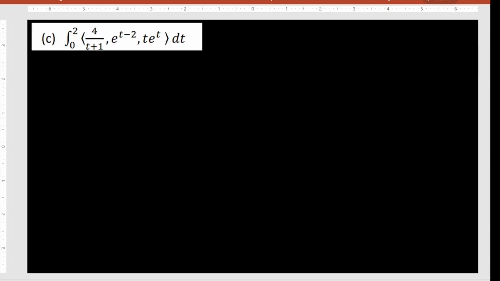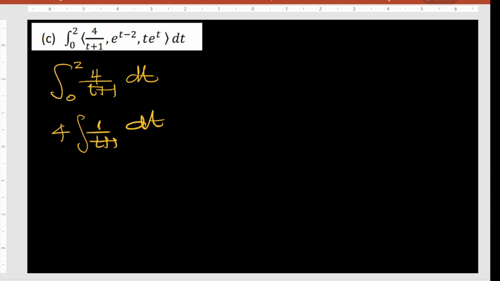Let's look at the next question. We are integrating 4 over t plus 1, that's the first component function, with respect to t from a lower limit of 0 to an upper limit of 2. We can bring the 4 out. Then we are integrating 1 over t plus 1 with respect to t.